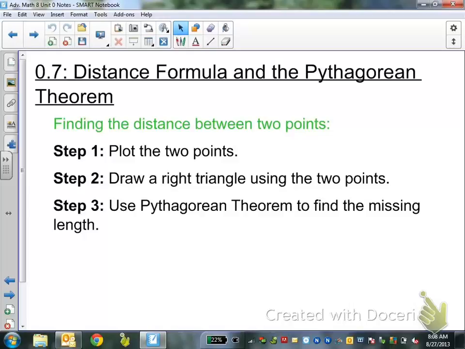So today, guys, we are going to be using the Pythagorean theorem to find the distance formula, meaning we're going to be finding the distance between 2 points. So how do I find the distance between 2 points?